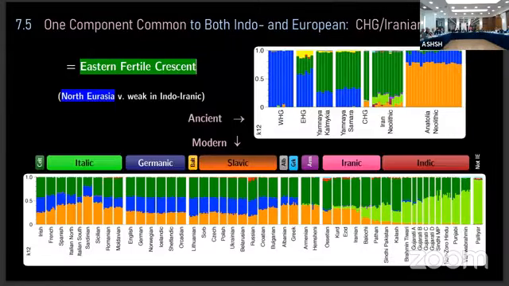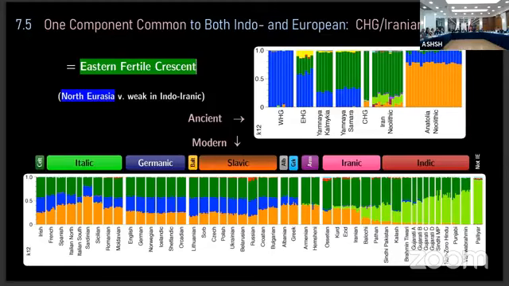Here's one last genetic slide, from Haak et al., on modern populations. You see that modern Indo-European populations are diverse genetically, with these three different major components. So there are big differences between Indo-European speakers in their genetic profile.